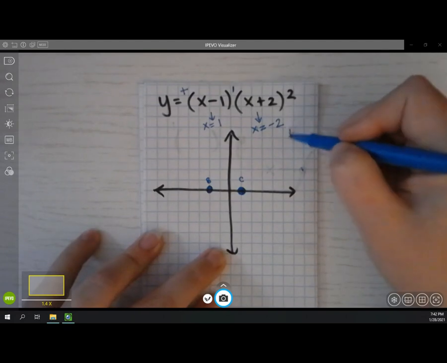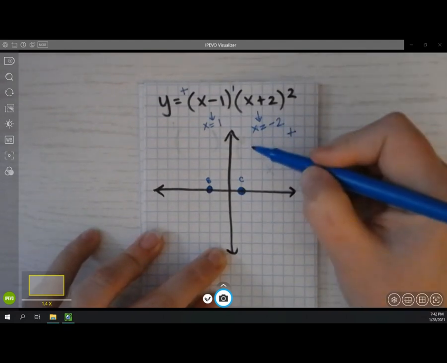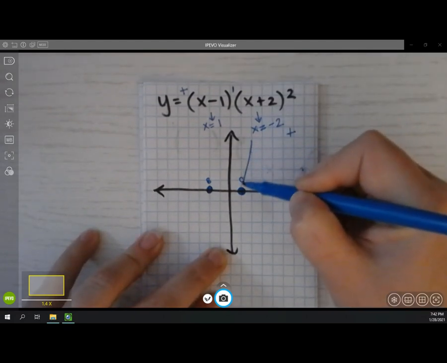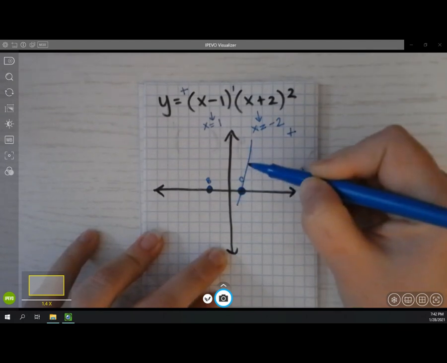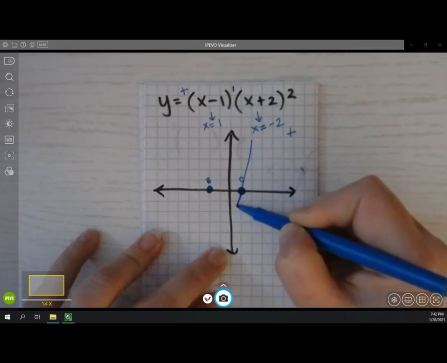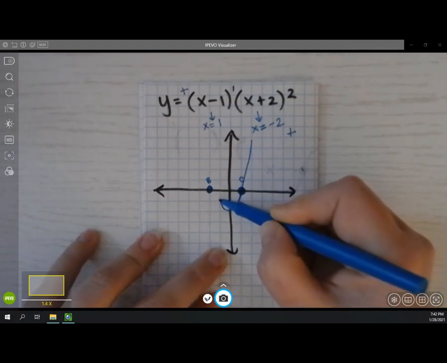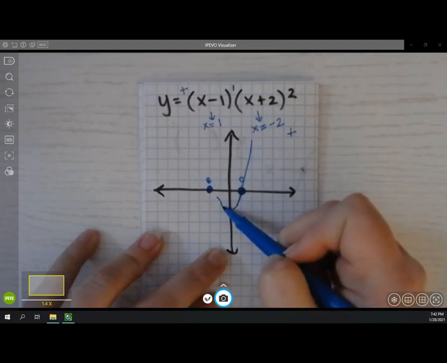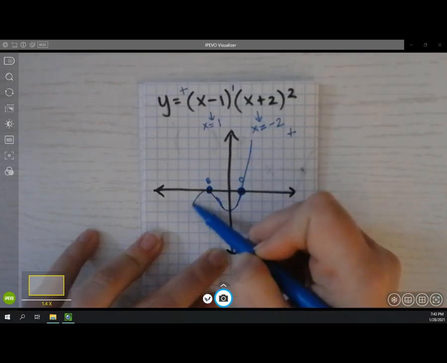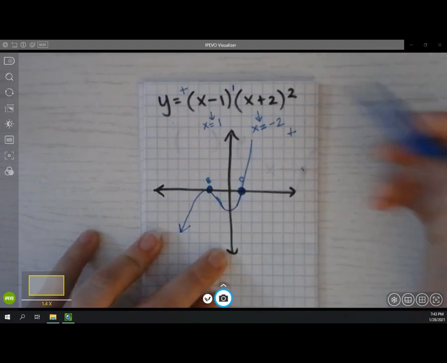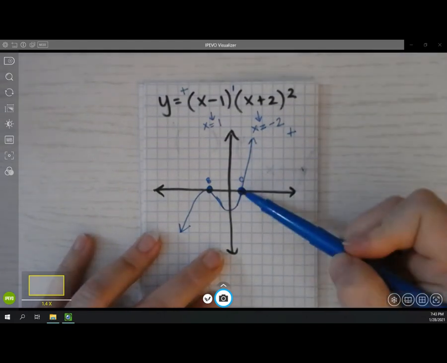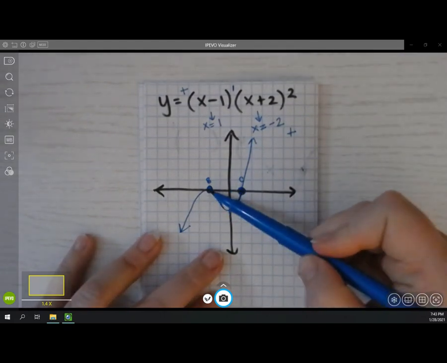So I'm going to start over here in the positives. I'm over here, I cross the x-axis, which means I go from positives to negatives. Then I'm going to come back around, and a bouncing point means I touch and I turn away. And that's how I graph a crossing point and a bouncing point.